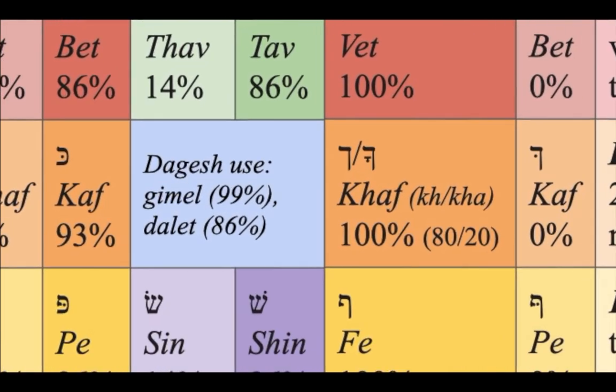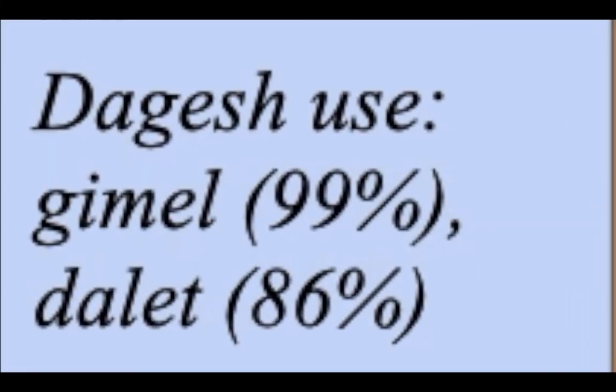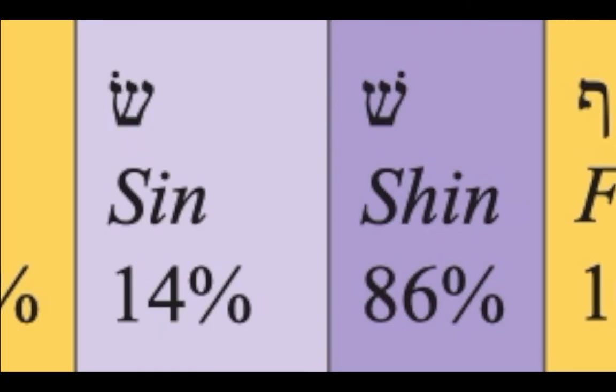There are dageshes used in Torah for gimel and dalet. There are some scholars that say that gimel without the dagesh would be pronounced differently. But in modern use, it's not really relevant. It just makes a hard g sound. And again, shin is more likely than sin.